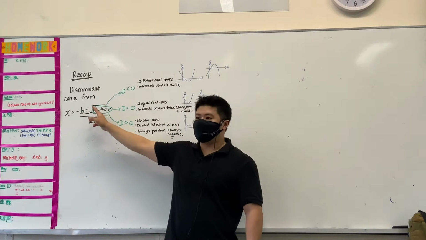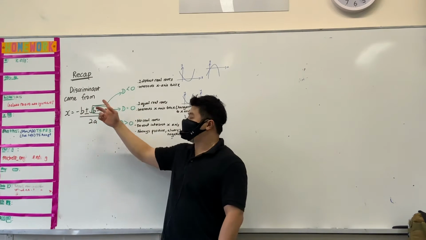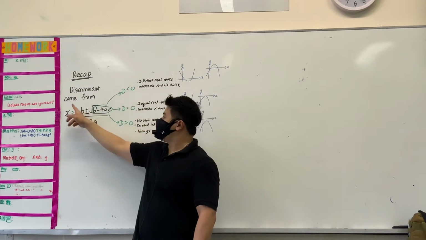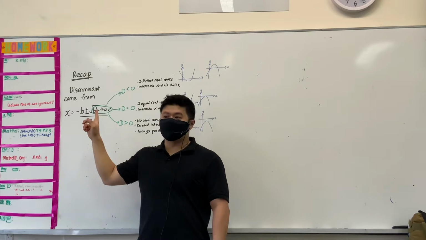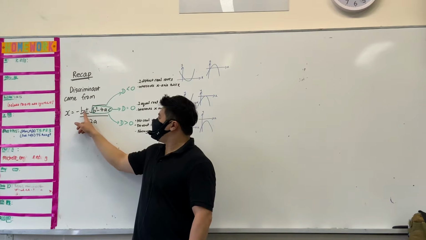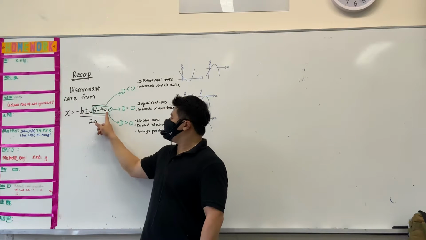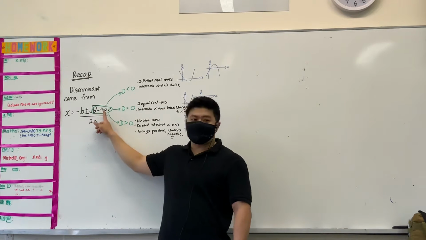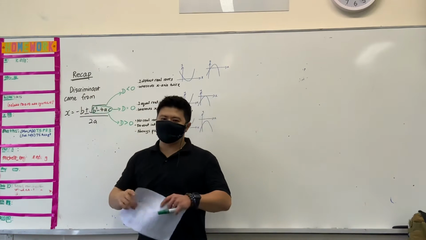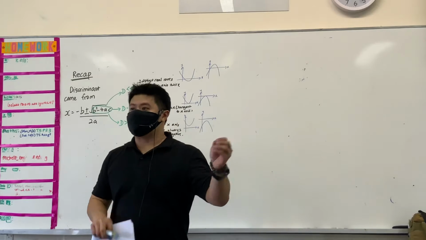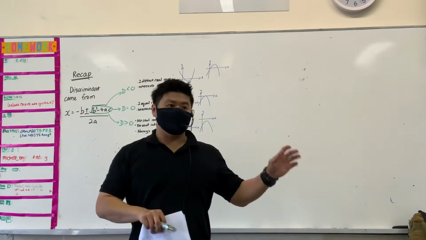Okay, so discriminant. As of last lesson, we recapped from topic 6 that the discriminant idea came from the quadratic formula, when you have negative b plus minus square root of b squared minus 4ac. So this b squared minus 4ac will give you three scenarios. Why is it called the discriminant? Because as the name suggests, it discriminates. It gives you the kind of answers that you get.